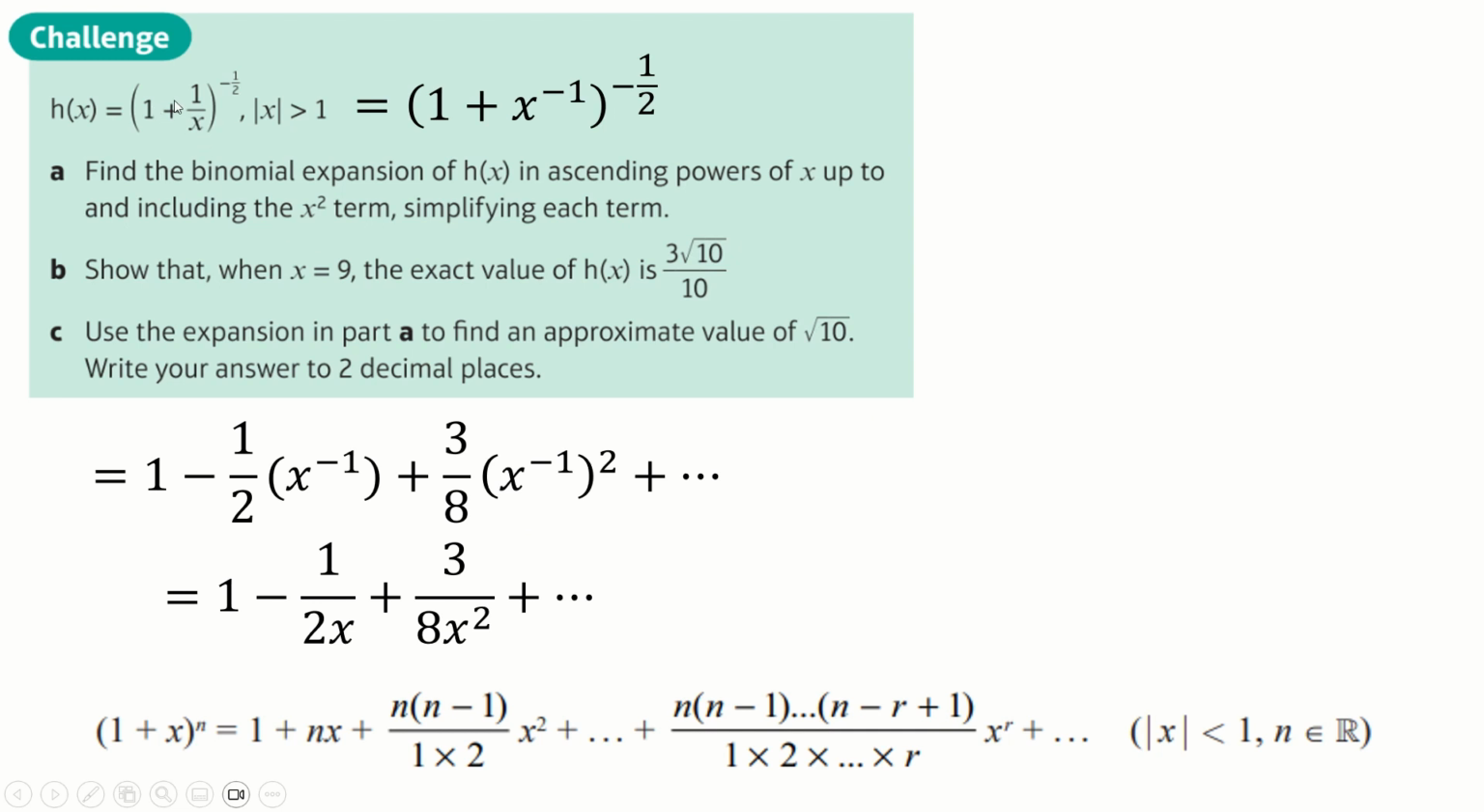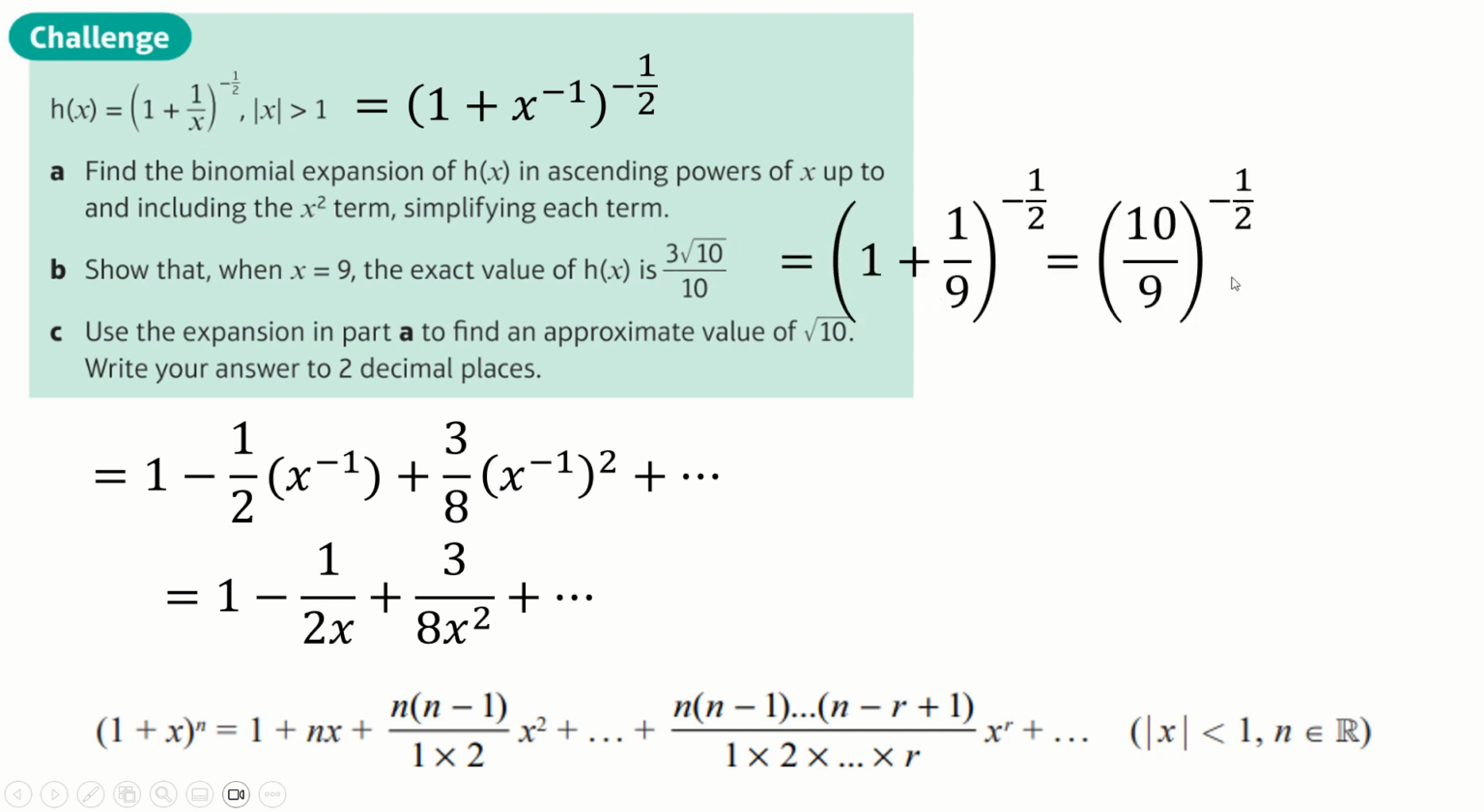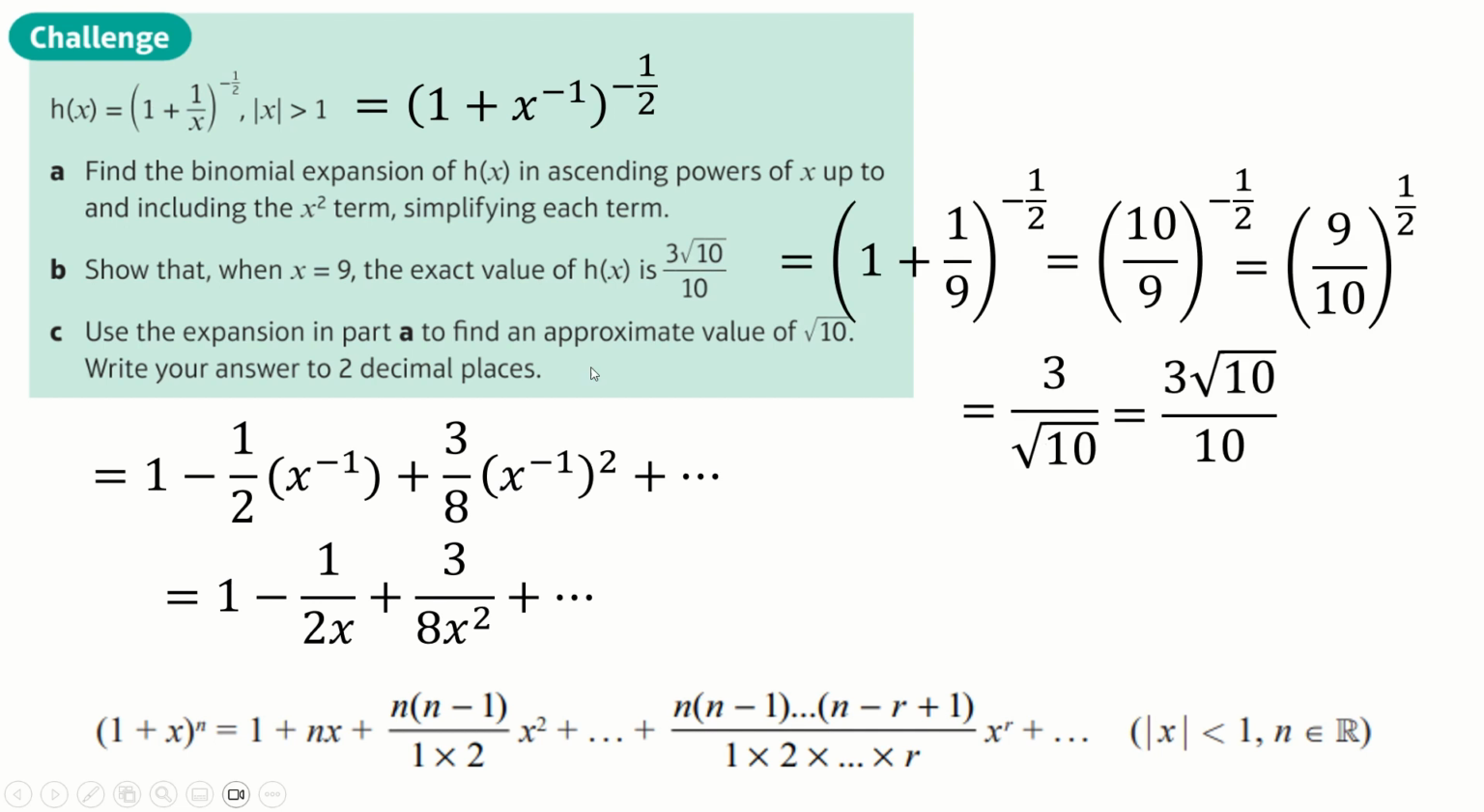So when x is 9, you have 1 over 1 plus 1 over 9, which is 10 over 9. You flip it over for this negative to make 9 over 10, and then you root to make 3 over root 10, which you can then rationalize to be 3 root 10 over 10. Then we use our expansion to find an approximation to root 10.